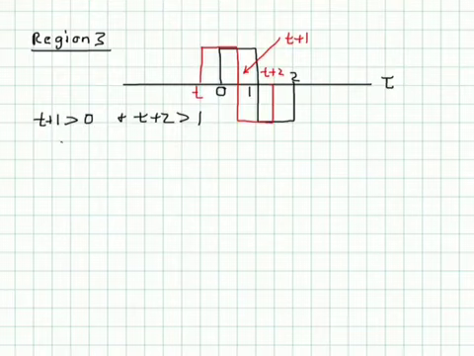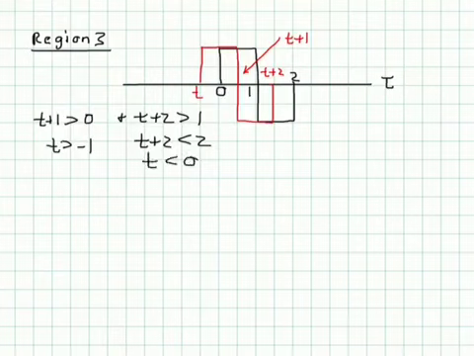So t plus 1 is greater than 0. Let me summarize that one first. So t is greater than minus 1. And t plus 2, the right edge, is greater than 1, which is the same condition here, but also t plus 2 is less than 2. So t is less than 0. So the condition for this particular region here is, and let me summarize this a little bit better.